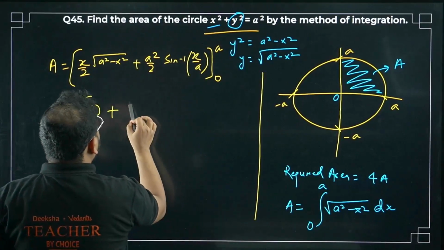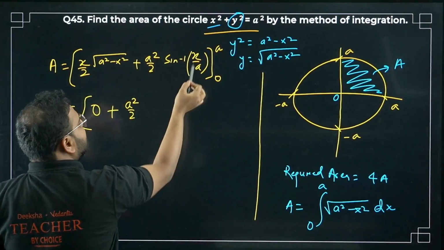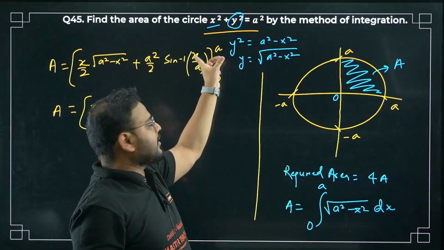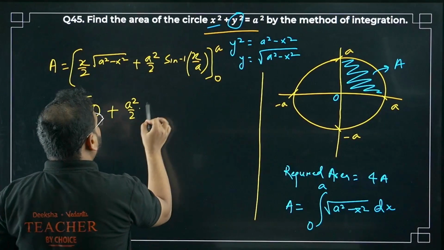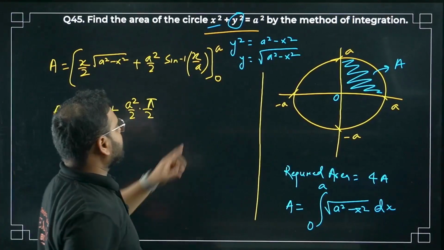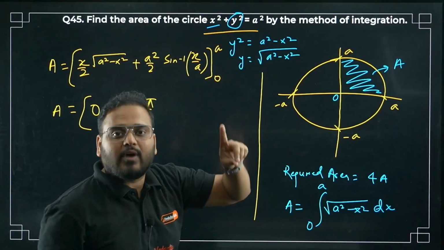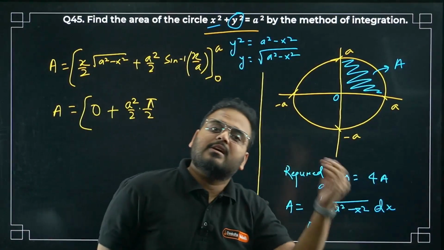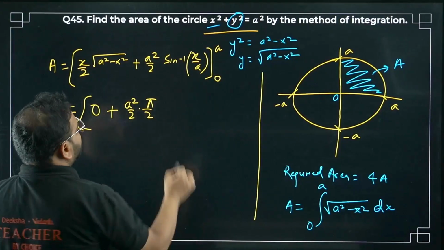Same thing. A square by 2. Over here, sir, sine inverse of x by a. Put here x as a, so a by a is 1. Sine inverse of 1, sir. Sine is 1 when it is at 90 degree, right? So pi by 2. This part is done.